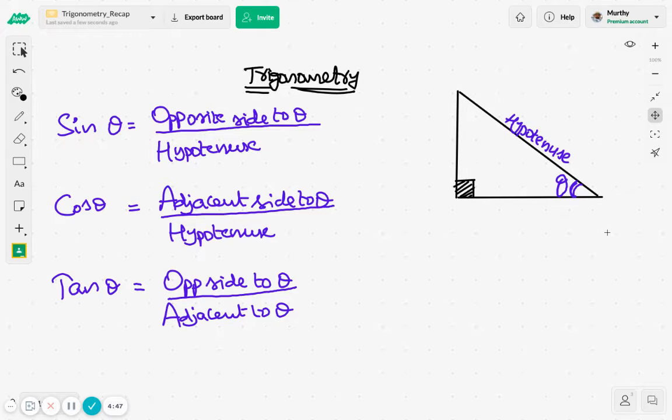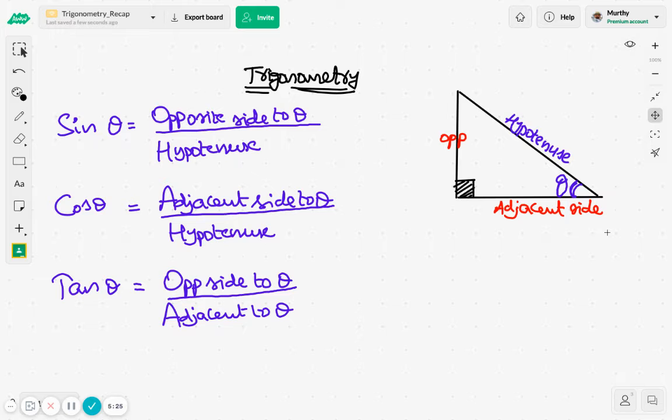Then this is called the opposite side to theta. I personally prefer to draw this kind of arrow mark so that I will never make a mistake. This is the opposite side. And next, the side which is next to the angle, other than the hypotenuse, we call the adjacent side. This is called the adjacent side.